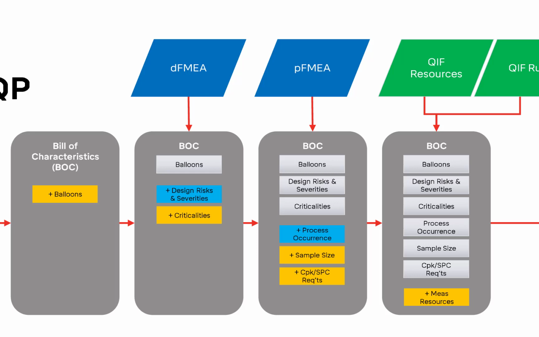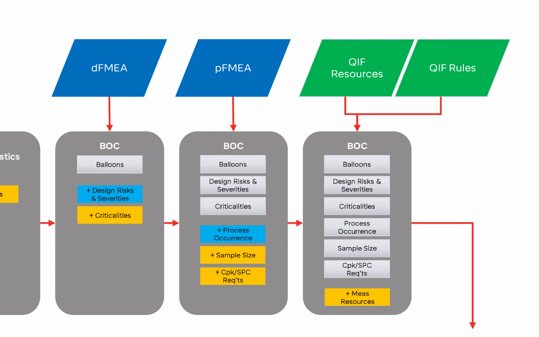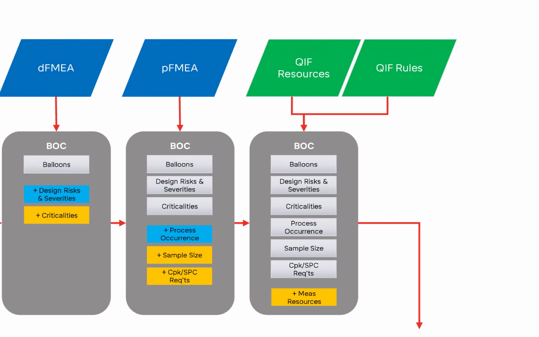Our next step is we want to assign criticalities. So we can inject information about the design FMEA, some of the design risks that we know about, some of the severities of these risks, and from there we can automatically calculate what are the critical characteristics on this model.